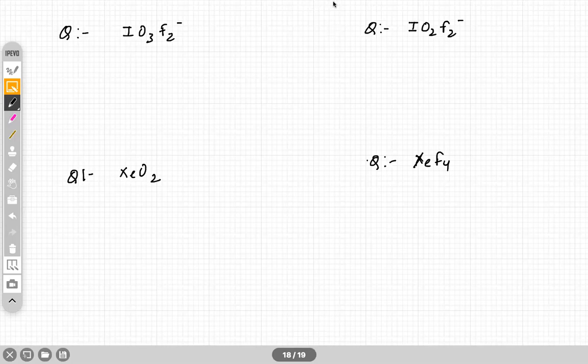Done, finished. If you know the bond pair and lone pair, you can find out the shape, no?